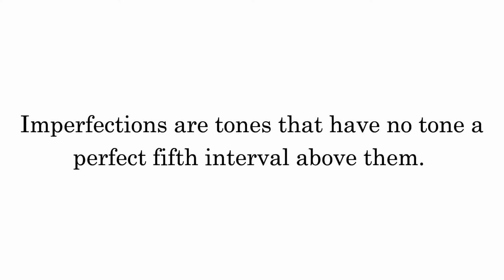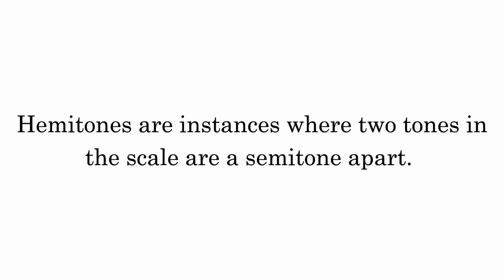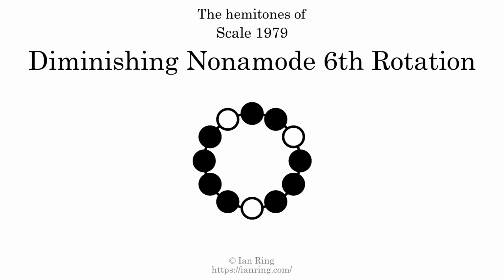Imperfections are tones that have no tone or perfect fifth interval above them. This scale has two imperfections. They are at positions here and here. Hemitones are instances where two tones in the scale are a semitone apart. This scale has 6 hemitones. They are at positions here, here, here, here, here, and here.